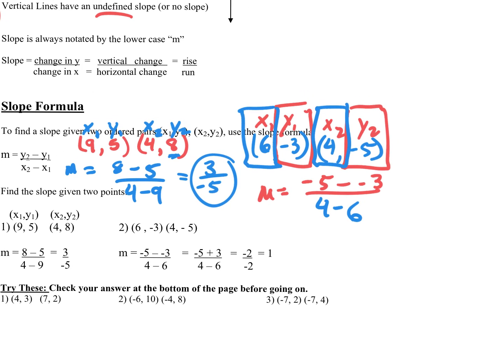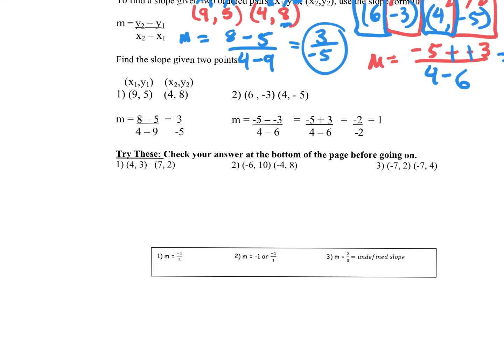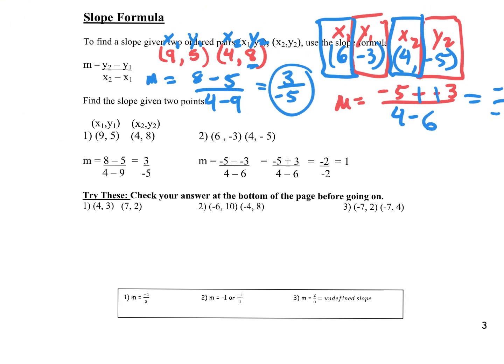All right, so let's do that math. When you see a negative minus a negative, that's just a positive. So it's negative 5 plus 3, and that gets me negative 2. And on the bottom, this gets me negative 2 as well. What's negative 2 divided by negative 2? Well, that's just positive 1. So the slope is 1. All right. So that's how you calculate slope from a formula.